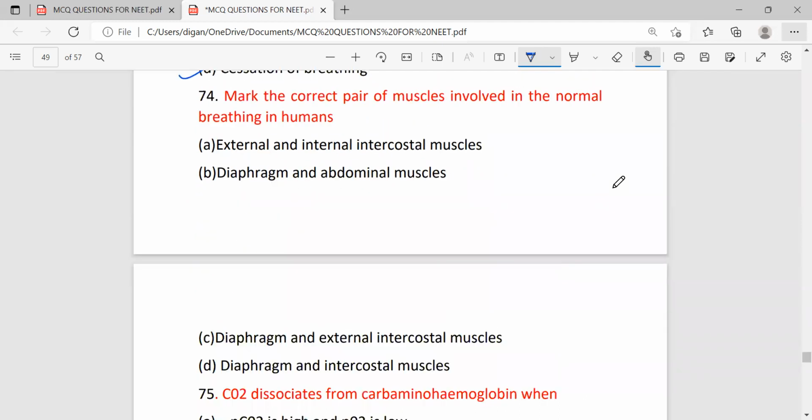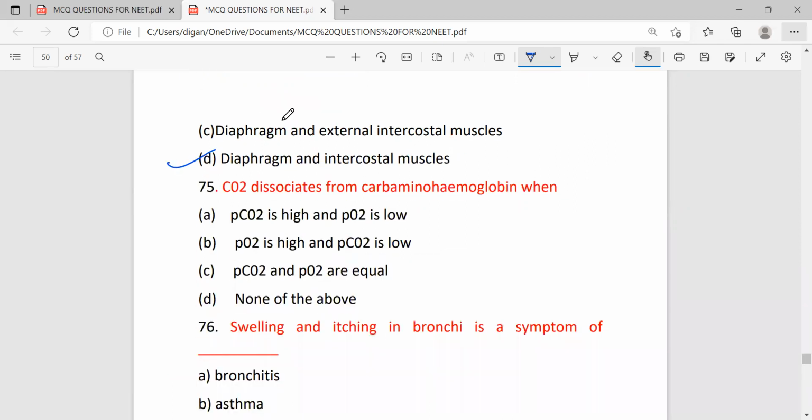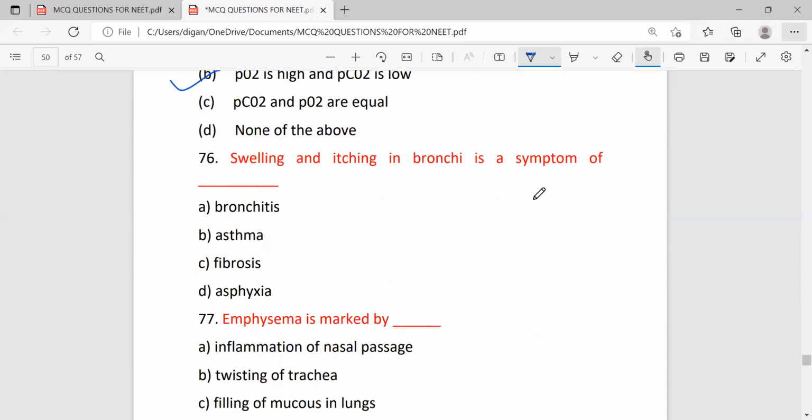Next, 74, mark the correct pair of muscles involved in normal breathing in humans. For 74, the correct option is D, diaphragm and intercostal muscle. 75, carbon dioxide dissociates from carbaminohemoglobin when? For 75, the correct option is B: partial pressure of oxygen is high and partial pressure of carbon dioxide is low.